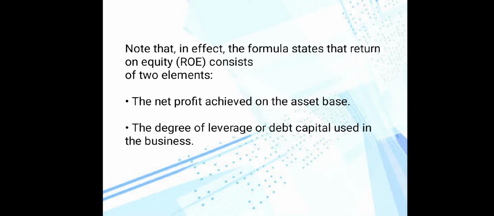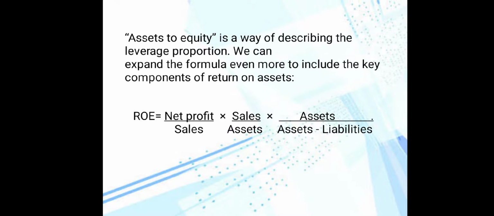Note that, in effect, the formula states that return on equity, or ROE, consists of two elements. The first one is the net profit achieved on the asset base. The second one is the degree of leverage or debt capital used in the business. Assets to equity is a way of describing the leverage proportion. We can expand the formula even more to include key components of return on assets. ROE equals net profit divided by sales times sales divided by assets times assets divided by assets minus liabilities.